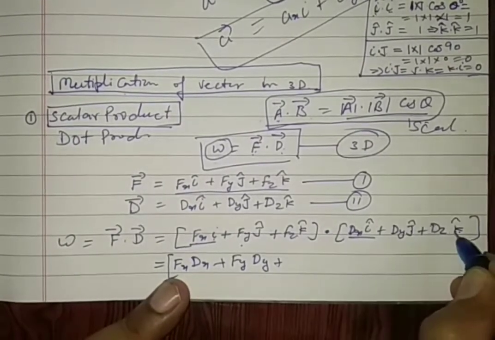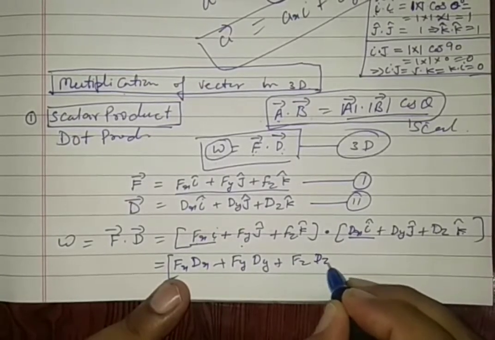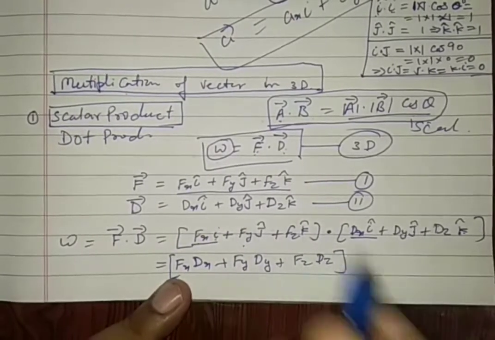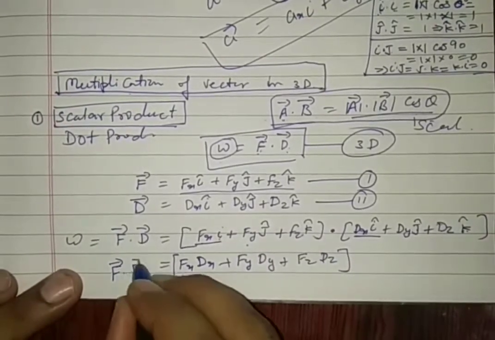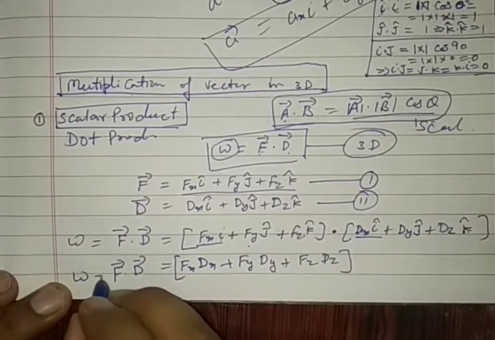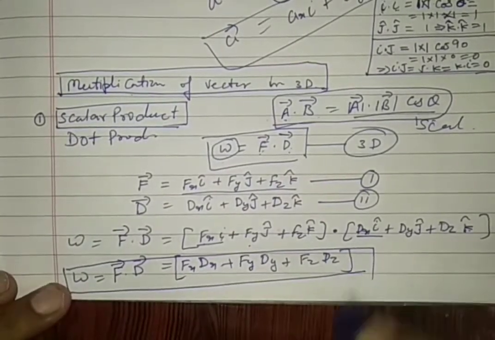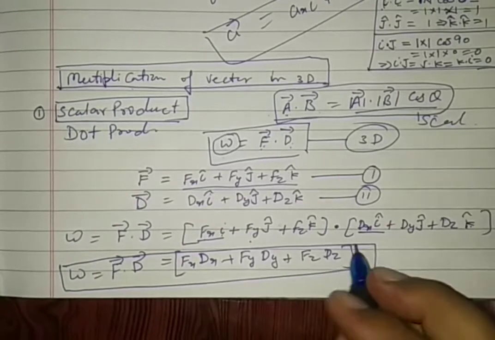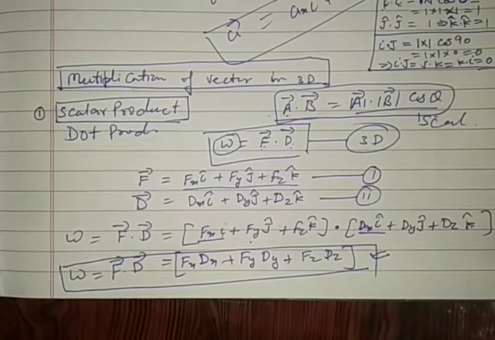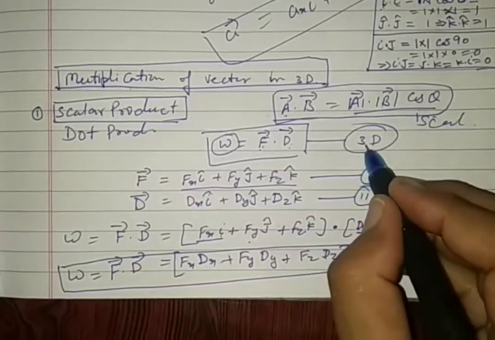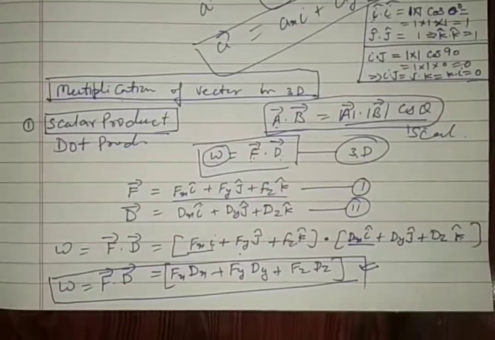Similarly, the rest of the factors will be 0. It is multiplied by this factor fz dz, and k dot k is 1. So this is the dot product of two vectors in 3 dimensions. See very carefully, this is a concept, and this concept is applicable in numerical problems in 3 dimensions. So be careful when you are going to deal with this.